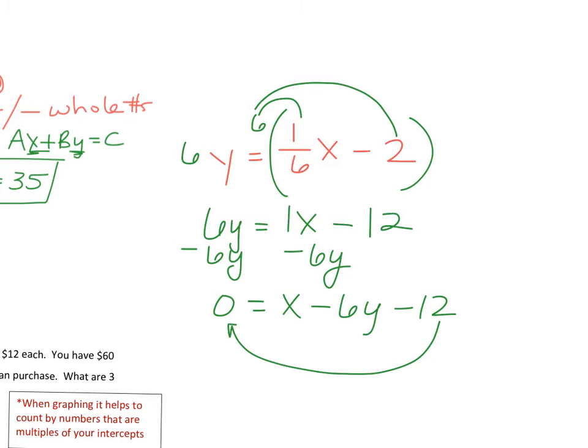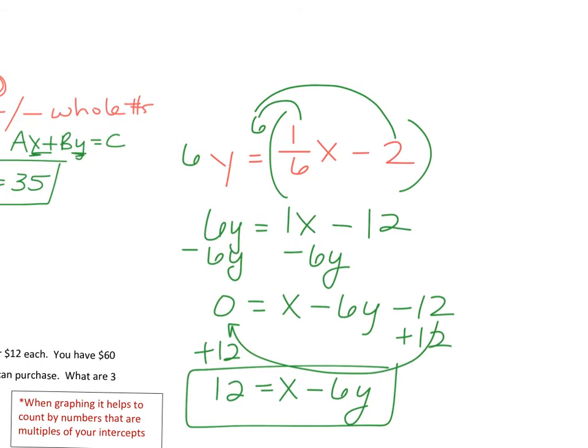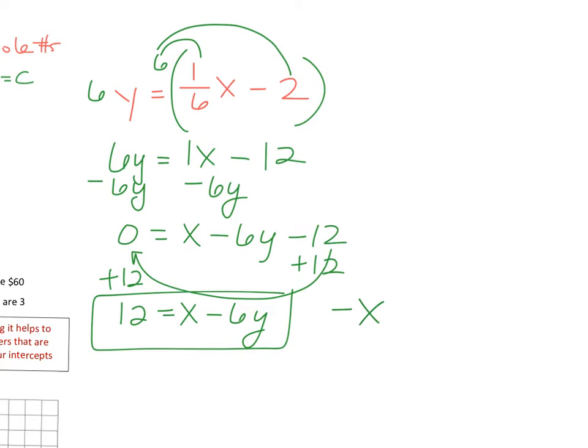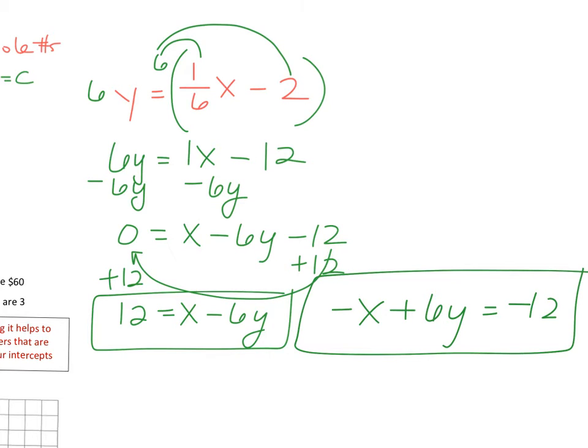And we're going to move the 12 over here, right? We're going to add 12. So 12 equals x minus 6y. Now, if you were doing it on your own and you got negative x plus 6y equals negative 12, that's fine. Okay, it's just the opposite of everything.